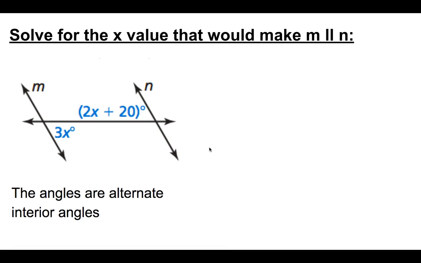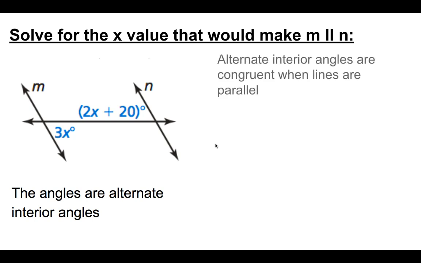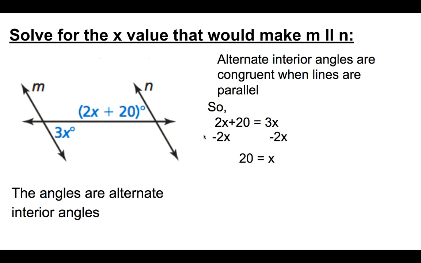And then what's the rule when it comes to two lines being parallel? How do you know if they're parallel based off of alternate interior angles? Well, we should see that these two angles are congruent so that we can say the lines m and n are parallel. So that means 3x has to be equal to 2x plus 20. I'm going to set those two expressions equal to each other and solve for x. I want my variable on one side and my constant on the other. So I'm going to subtract 2x from both sides. So 20 equals x.